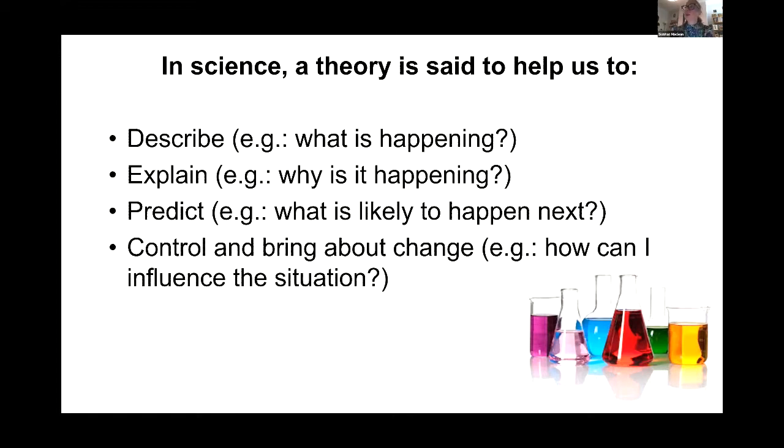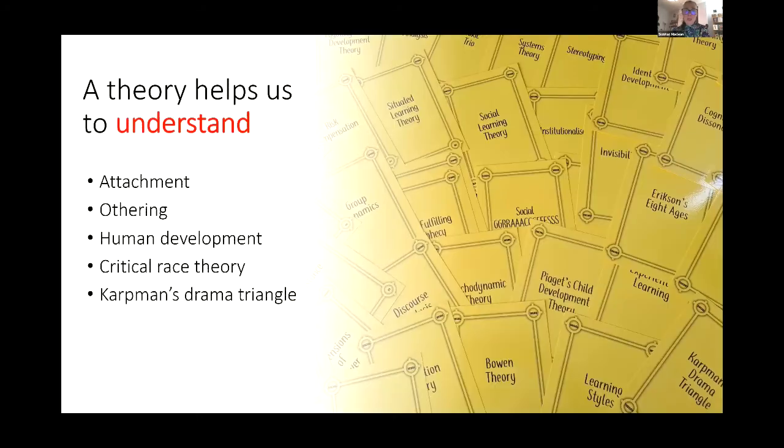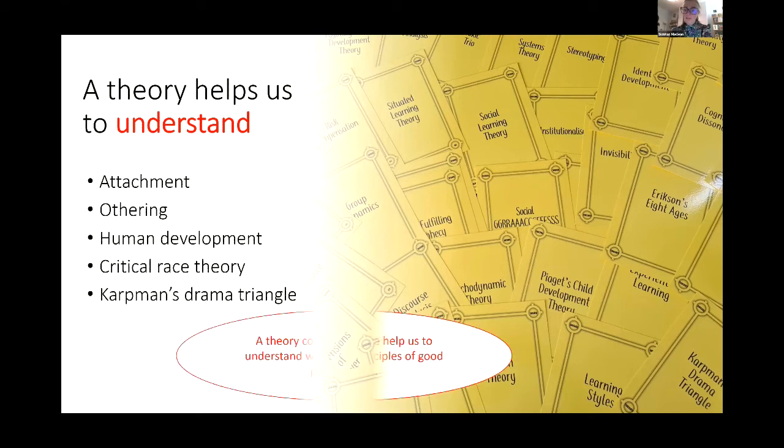In social work, a theory doesn't do all 4 of those things, as you know, because we've covered this many times. A theory helps us to understand a situation. That's what it does. It's not about what we're doing. It just helps us to do the first 3 of that science framework. It helps us to describe, explain, and predict. So in terms of principles, a theory could help us to understand what the principles of good practice are, because that's what a theory does. It helps us to understand.